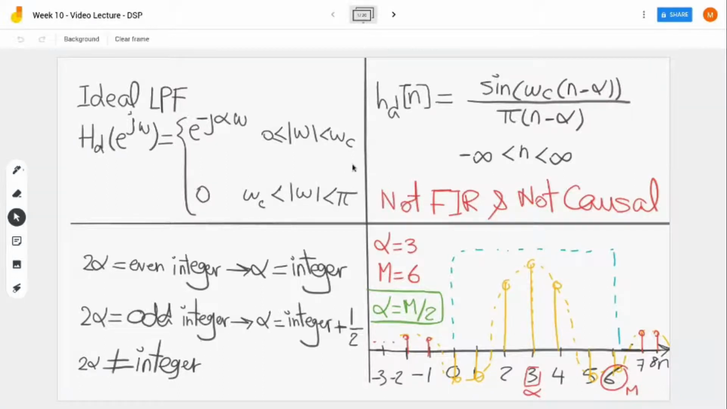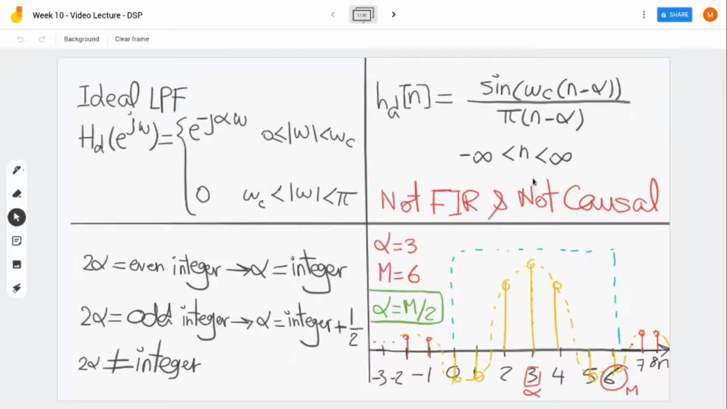And then we used the inverse discrete time Fourier transform in order to find the impulse response h desired of n, which took the form of a sinc function, sine omega c (n minus alpha) over pi (n minus alpha), extending for n from minus infinity to positive infinity. This is the famous sinc function with the peak or the maximum value happening at n equal to alpha.